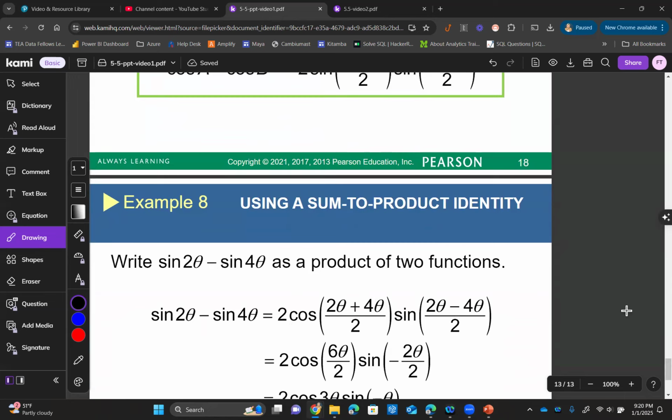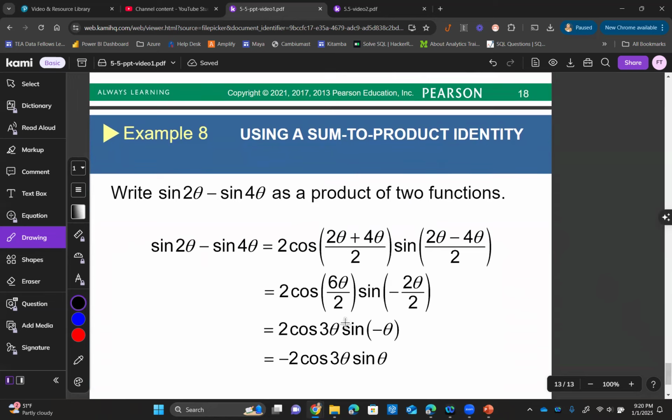And the formula calls for the cosine value. So we're going to need 2 times cosine of 3 theta. And then the other part of the formula requires 2 theta minus 4 theta divided by 2 and its sine value. So that's sine of negative theta. And because sine is an odd function, this negative goes to the beginning of the expression, and this negative theta just changes to a theta. And this is how we do these problems.